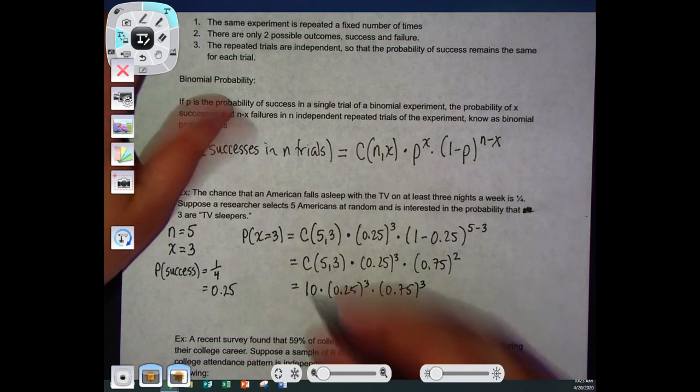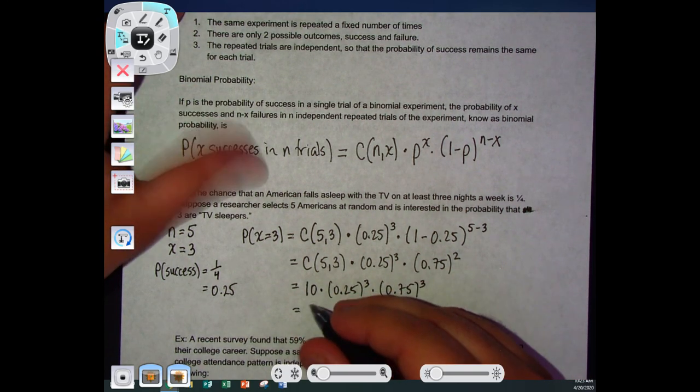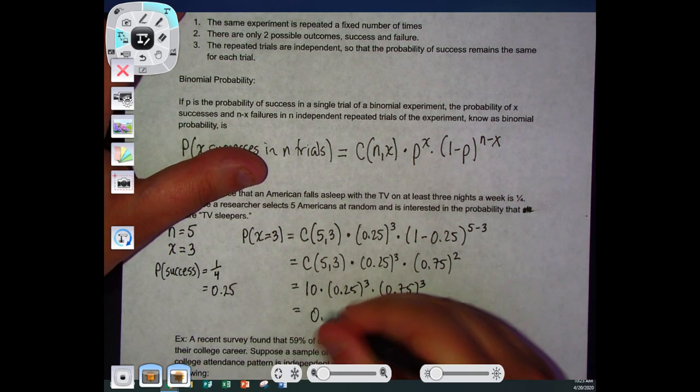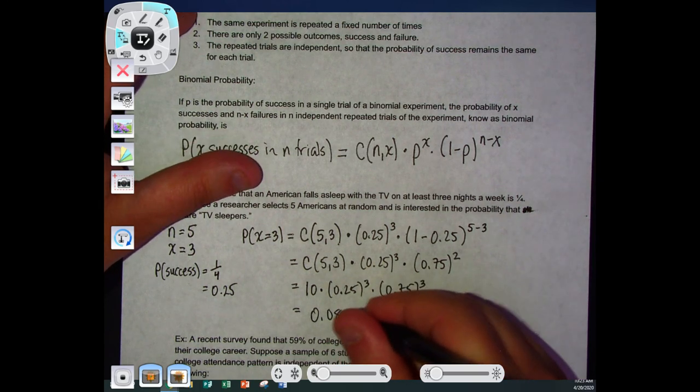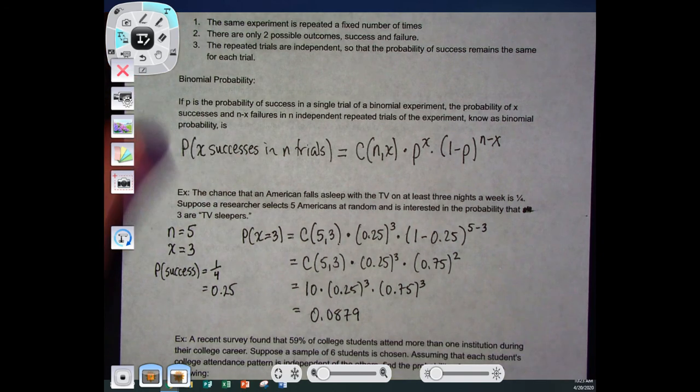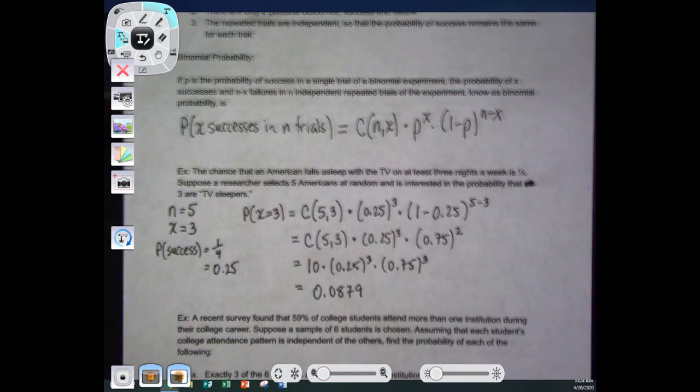When we do that calculation, we end up with 0.0879. We're going to round to 4 decimal places. So the probability of choosing 3 that are TV sleepers out of this sample of 5 would be around 9%. Not very good. Okay.